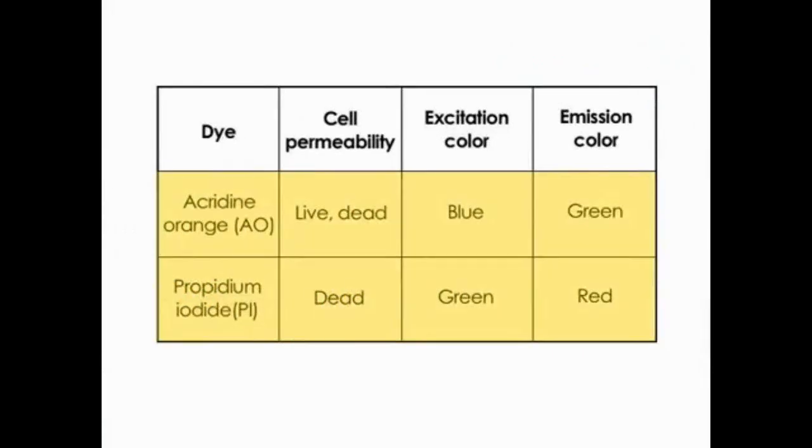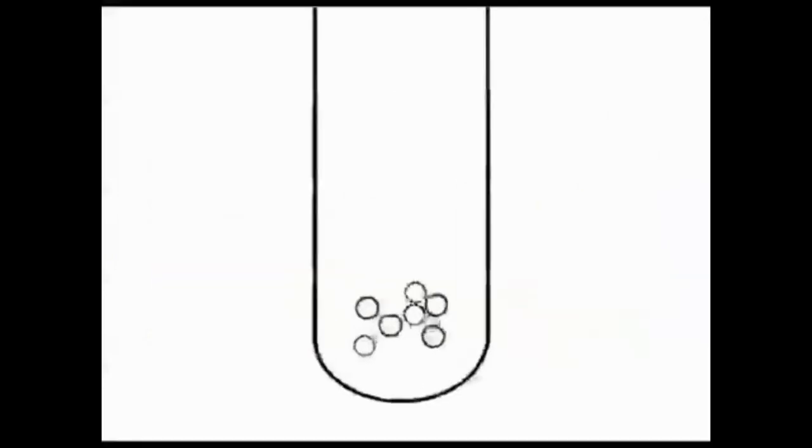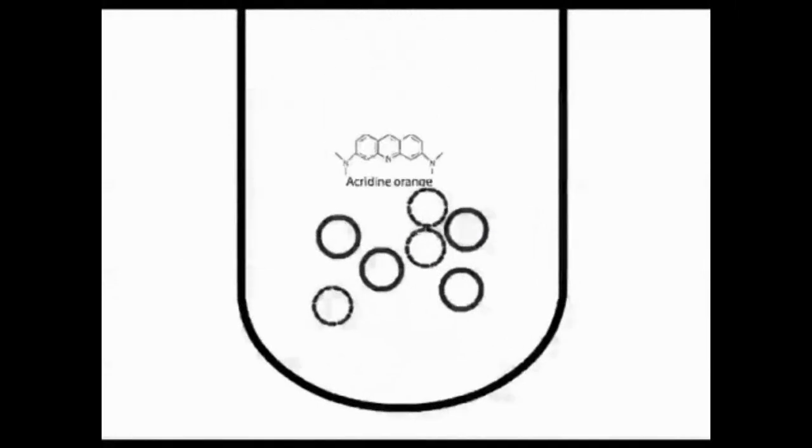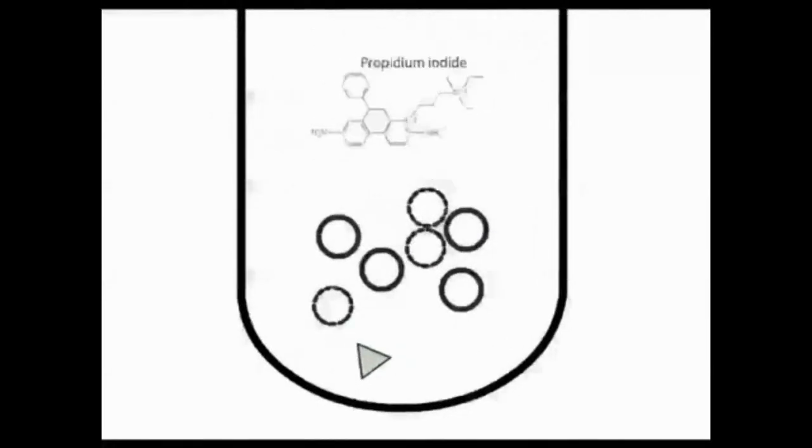Acridine orange and propidium iodide are nucleic acid binding dyes. They produce strong fluorescence after binding to DNA. AO is permeable to both live and dead cells. PI is only permeable to dead cells. Cells are mixed with both acridine orange and propidium iodide.